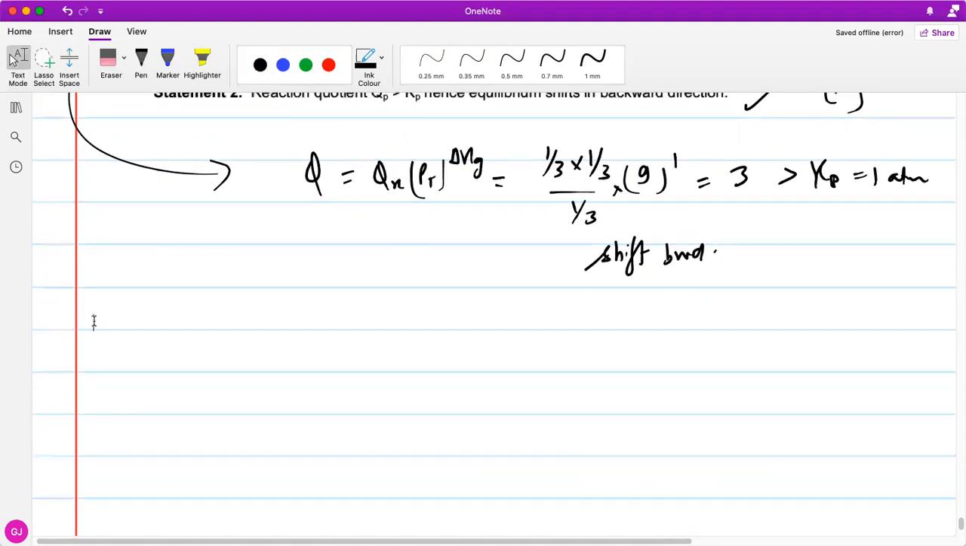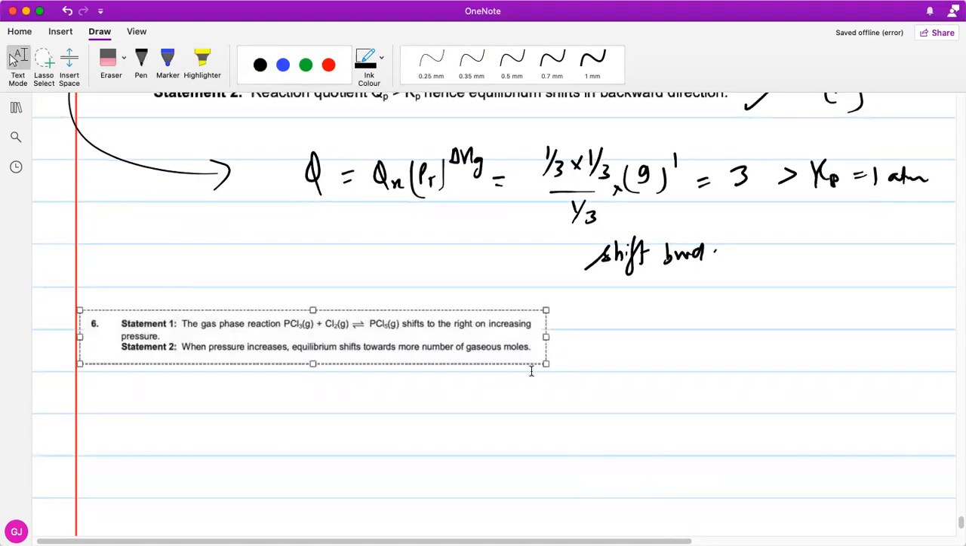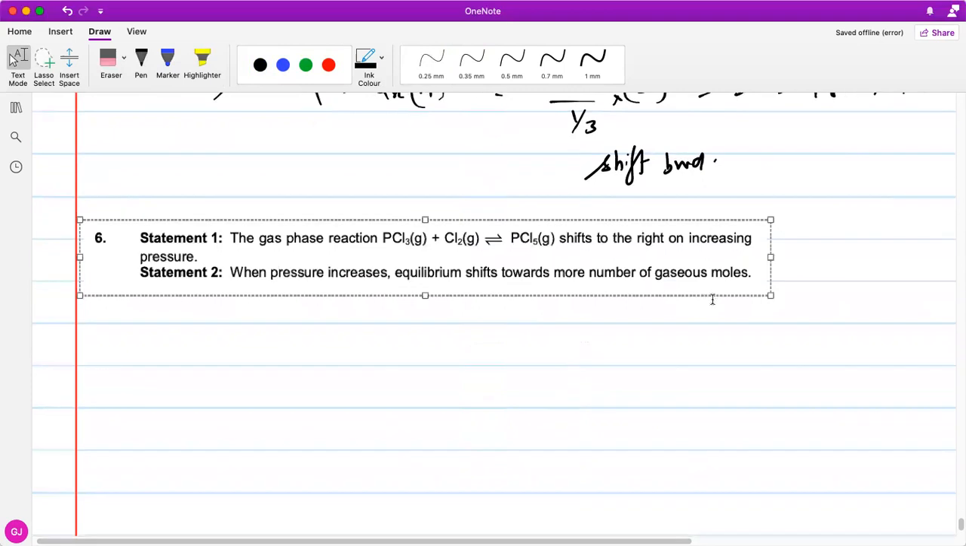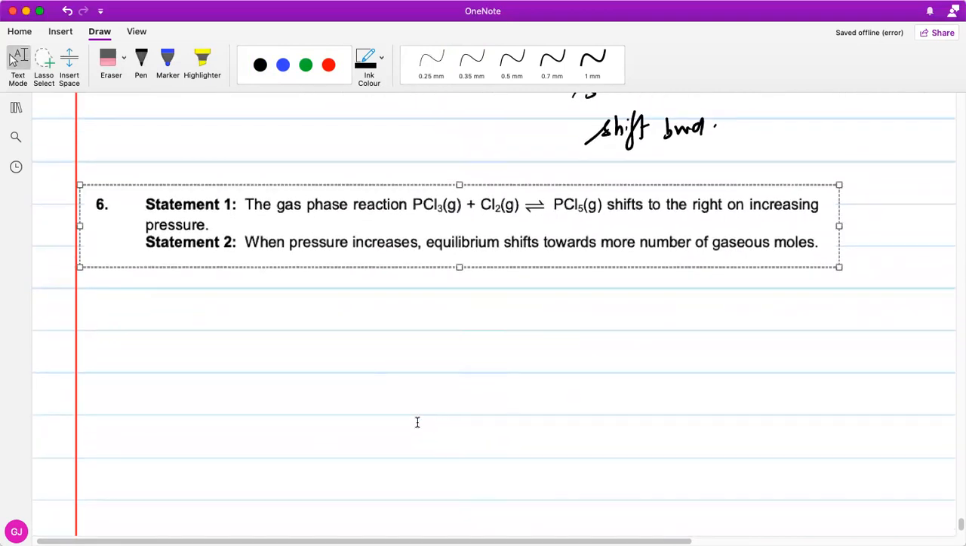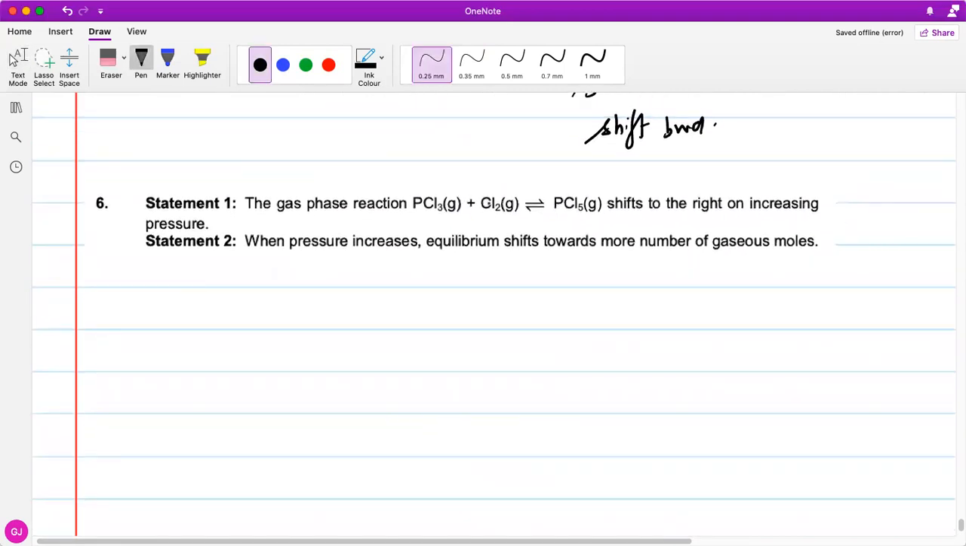Then we look at question number 6. Here it is mentioned that the gas phase reaction PCl3 plus Cl2 giving PCl5 shifts to the right on increasing pressure. Well, increasing pressure shifts the reaction towards lesser gaseous moles. So that is correct. The last statement is actually incorrect. It shifts the equilibrium towards lesser gaseous moles, not more gaseous moles.